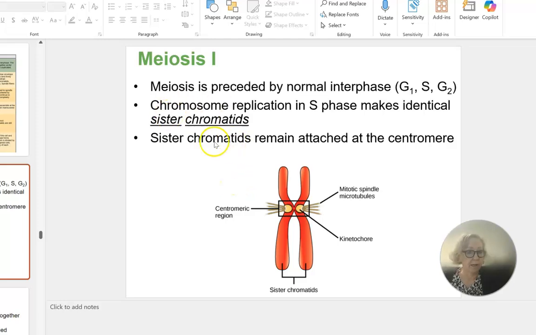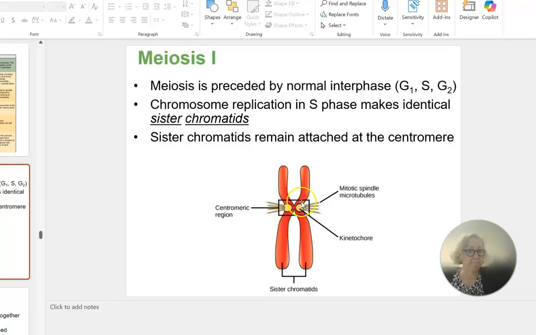Okay, meiosis 1, same thing as mitosis. You have G1, where you're just chilling. You have S, where you're doubling your chromosomes. You have G2, where you're adding all the other things that you need to that cell. Okay, so in the S phase, you have what are called sister chromatids. Again, you have this spindle that holds them together.